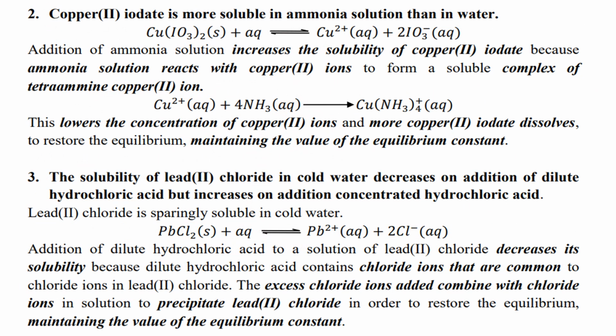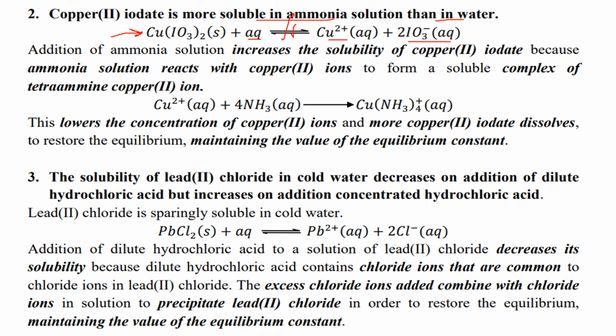Number 2, we are going to look at why copper(II) iodate is more soluble in ammonia solution than in water. Explain. The reason is that copper(II) iodate is sparingly soluble, so we first write its solubility equation, and it must have a reversible arrow. This shows that you are writing a solubility reaction.